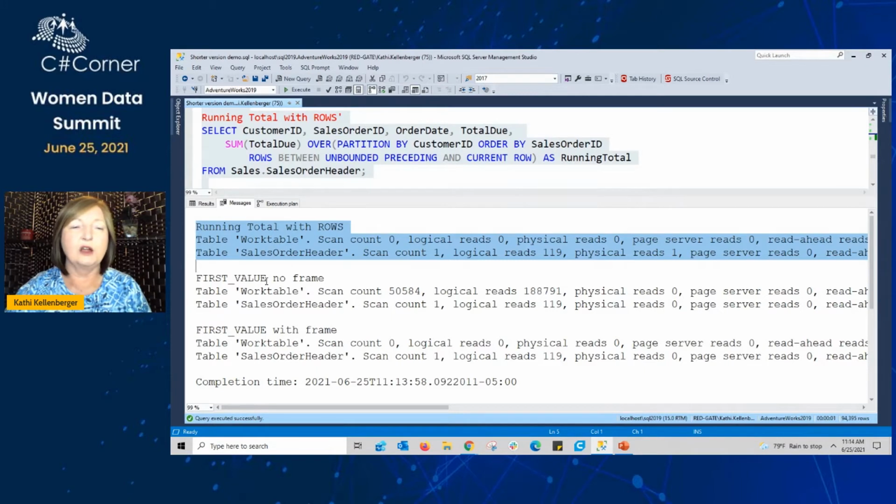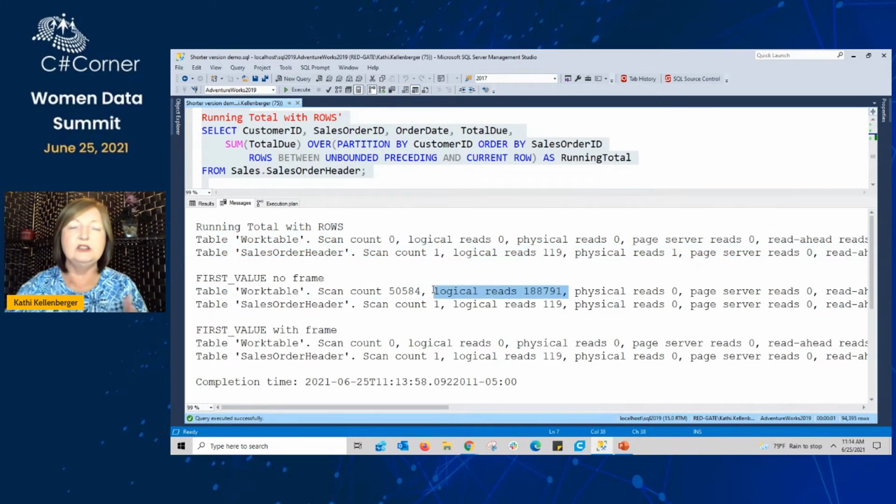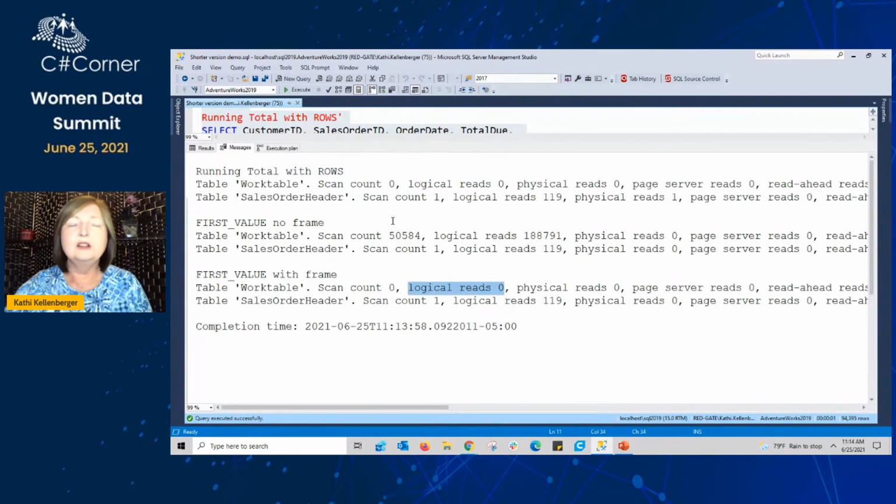I've improved that, I don't even know how many times, thousands and thousands of times improvement. If I use first value without the frame, I still have the logical reads, and we've seen that several times in previous demos. But when I add the frame, now my logical reads go to 0. So what does that mean? That means that because it's rows, SQL Server is creating the execution plan in memory. So why doesn't it do that even when we use rows? That would be really, really nice.